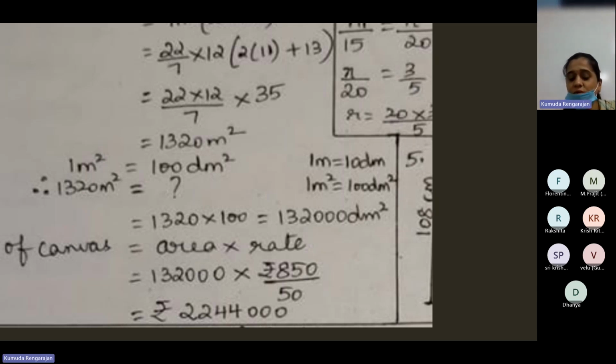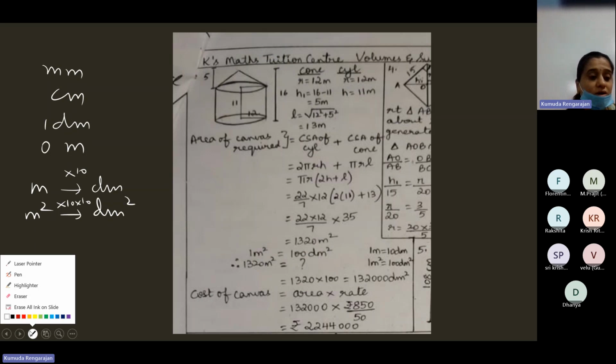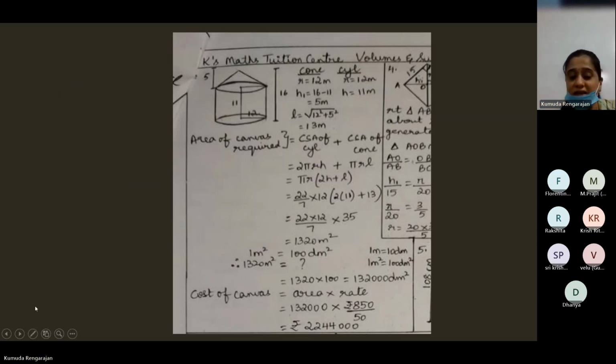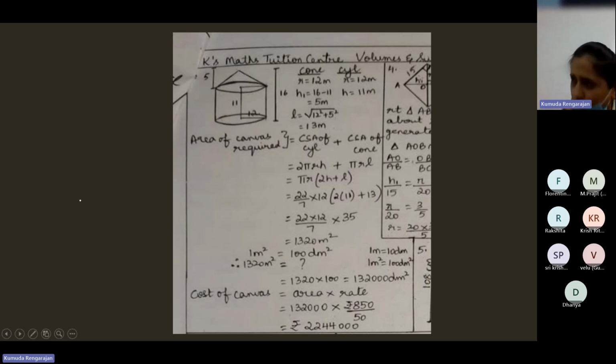Now we just have to multiply the area with the rate. But what is the rate given? The rate is not given per decimeter square. It's given for 50 decimeter square. So you find it for 1 decimeter square. It is 850 rupees for 50 decimeter square. So for 1 decimeter square, how much? One minute, I think I was too fast. It is given as rupees 850 for 50 decimeter square.